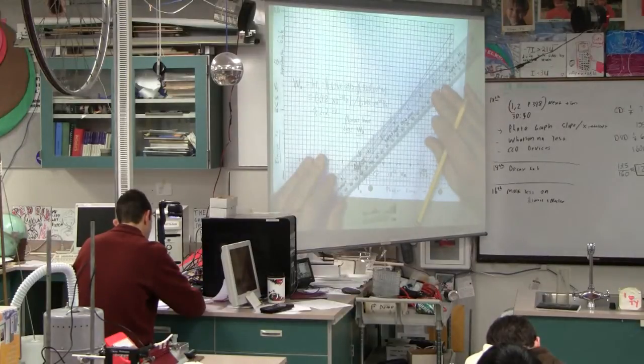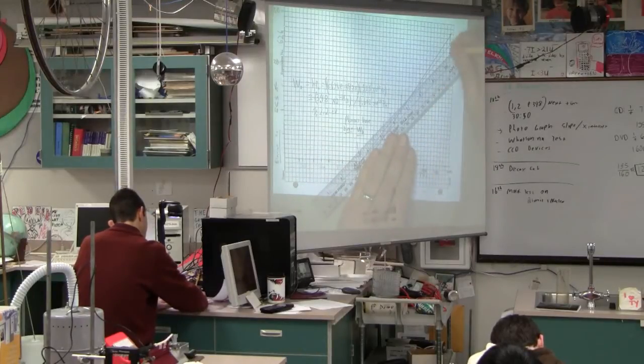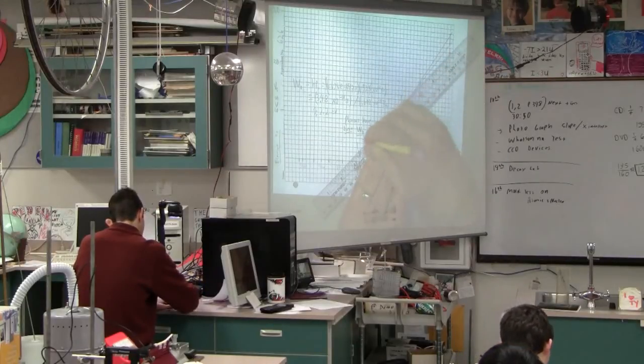Should we be using the actual Planck constant then, or should we be using the slope we find? No, use actual Planck's constant. I mean, I would say use Planck's constant.